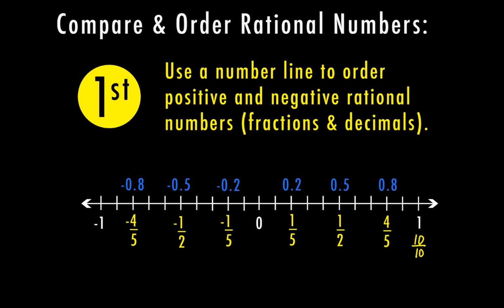Now these fractions are reduced because this position is 8/10, which is 8 over 10. We've reduced it to 4/5. So 4/5 and 8/10 are equivalent.